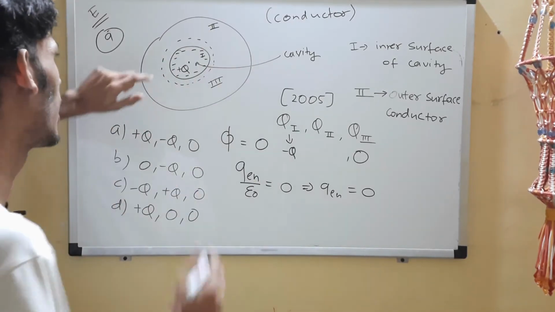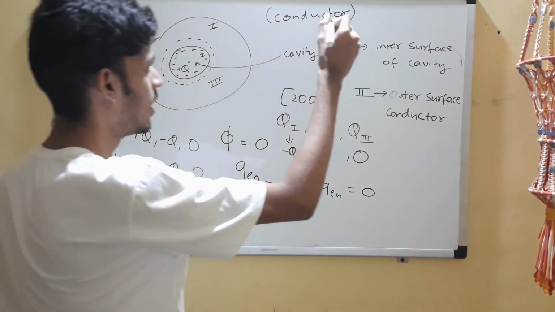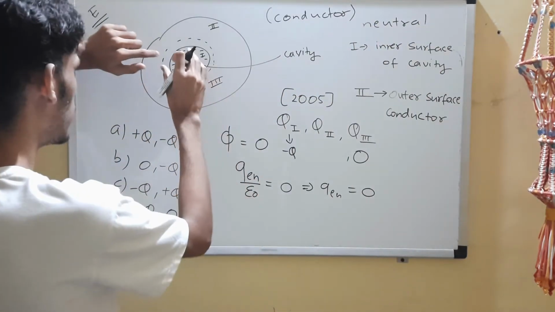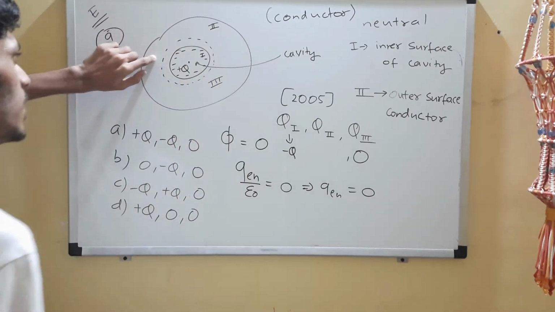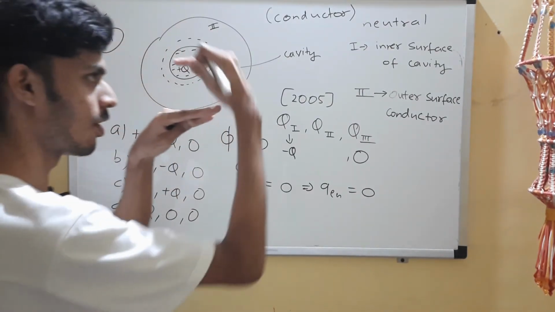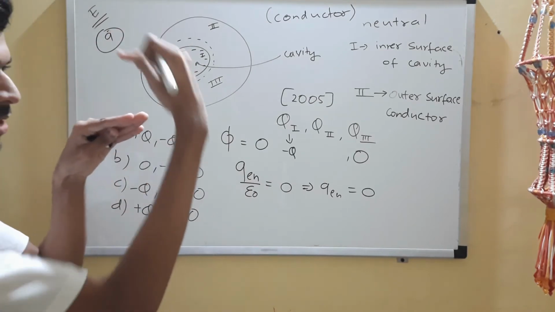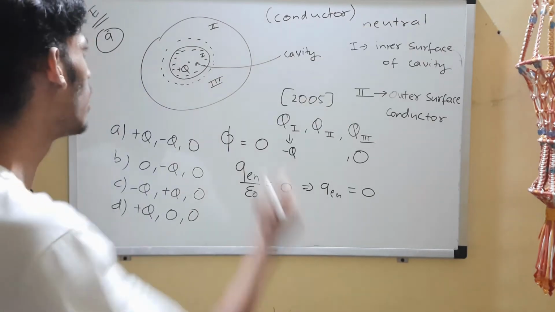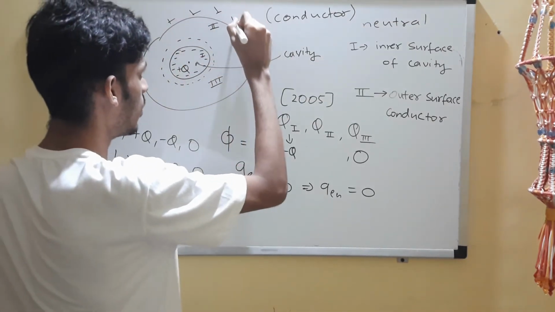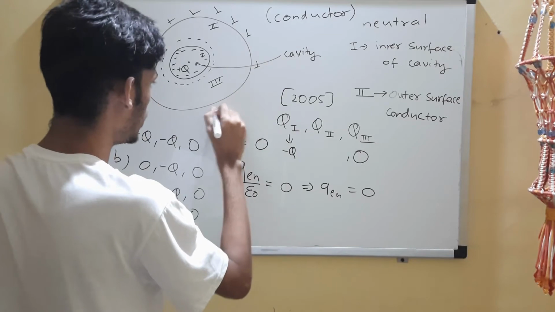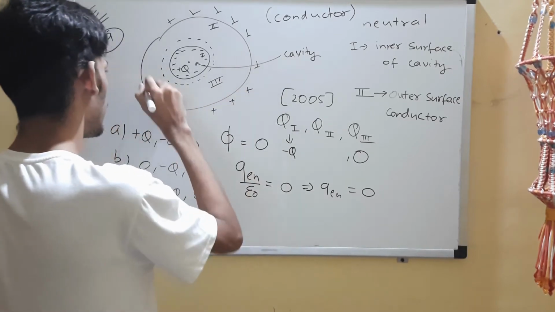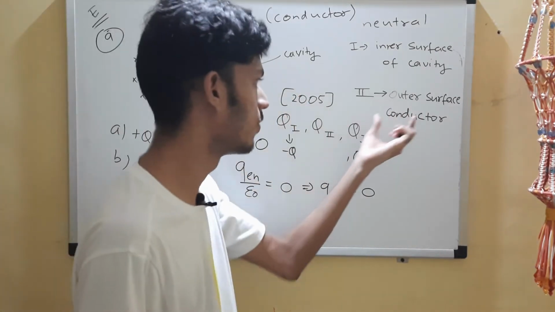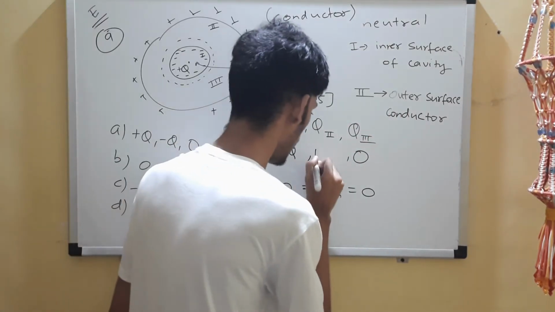Let's see how. First of all, you can see that the conductor was neutral, right? And a minus q charge was induced over it. Minus q was induced on the inner surface of the cavity, and that is a part of the conductor. So in order to maintain its neutrality, a plus q charge will be developed on the surface. It will be uniformly distributed as well. So you can say that the charge on the outer surface of the conductor is plus q.